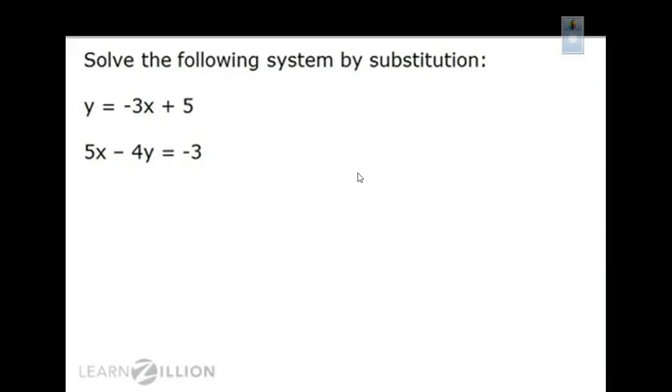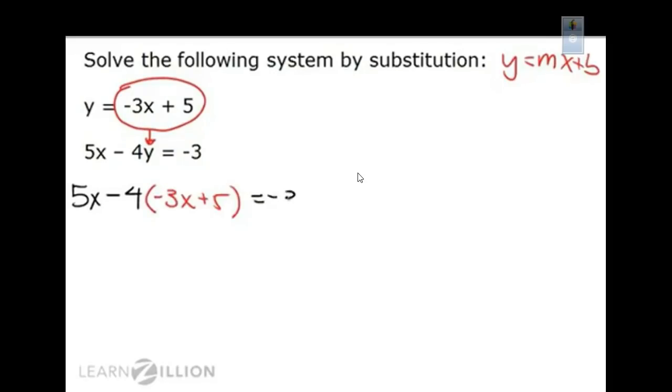y equals negative 3x plus 5, and 5x minus 4y equals negative 3. When you have an equation in slope-intercept form, y is by itself. Slope-intercept form, if you remember, is y equals mx plus b. So we know that y equals all this. Additionally, a system are two equations that work together, so the x and y values are the same. So if y equals all of this, I can substitute it in for the y below. And I'm going to substitute using parentheses as we did previously. So we have 5x minus 4, and instead of y, I'm going to put in our substitution, equals negative 3.